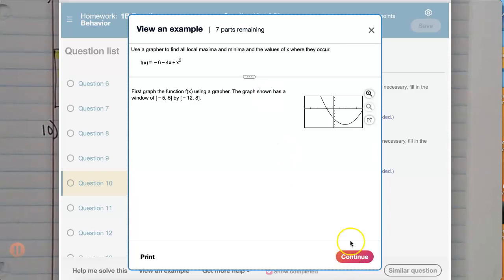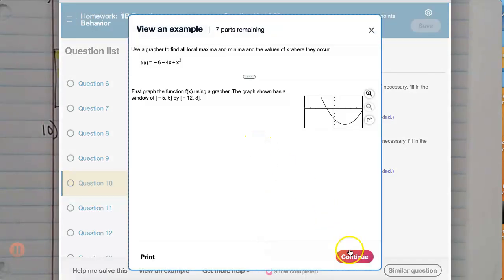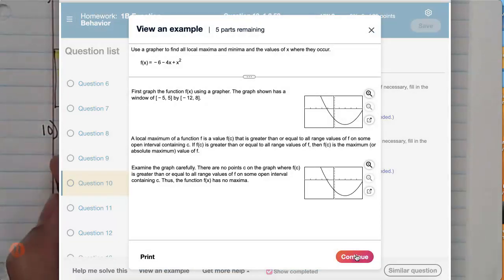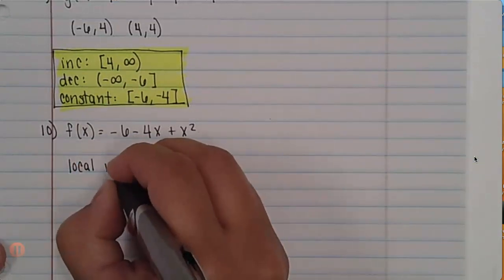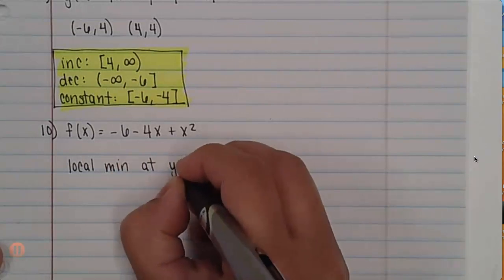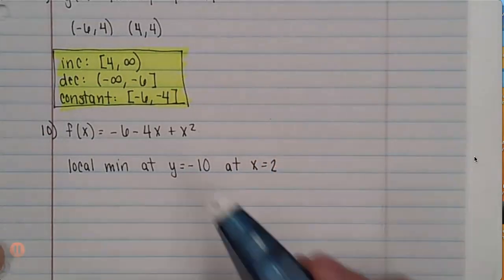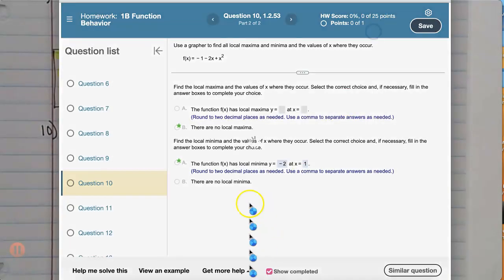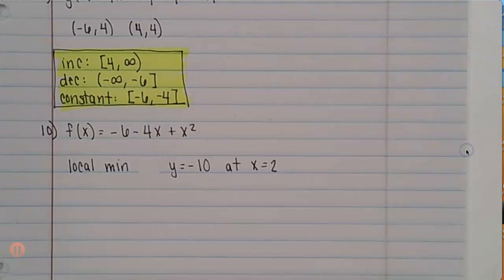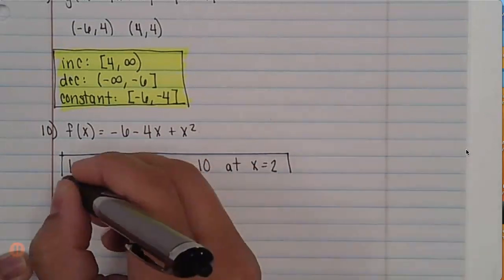And these are fill-in. Okay, so they want y equals at x equals. So there is a local min at y equals negative 10 at x equals 2. I think this one actually should be of. Let me see what they use. Oh, they don't use anything. I'm going to say of. And that's it. There is no local max.